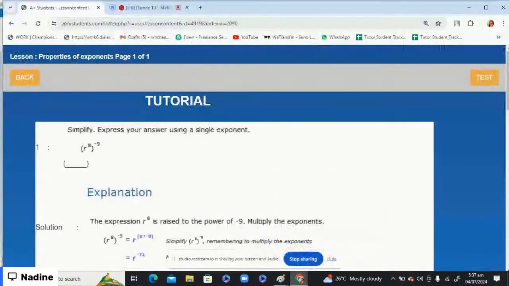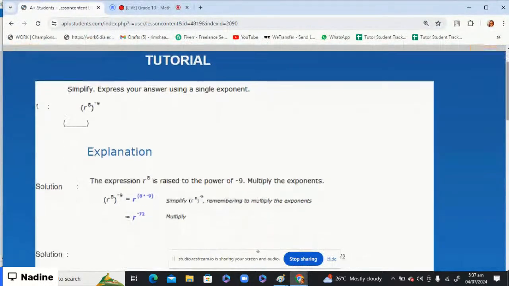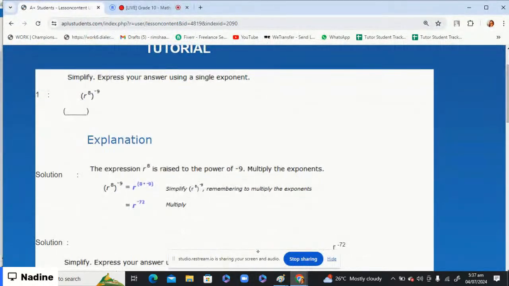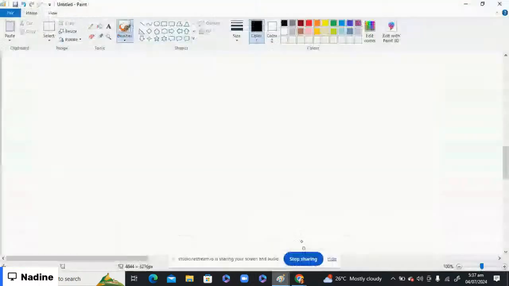Now let's solve some properties of exponents. Look here, this is r power 8 into power 9. We have already done this one. Which rule applies here? The power of a power rule, because 8 is a power of r and 9 is a power of this whole r power 8. This is one power and this is the second power, so it is the power of a power rule.